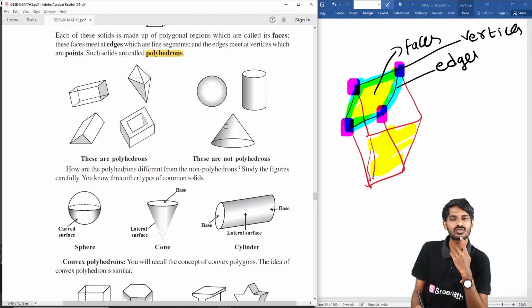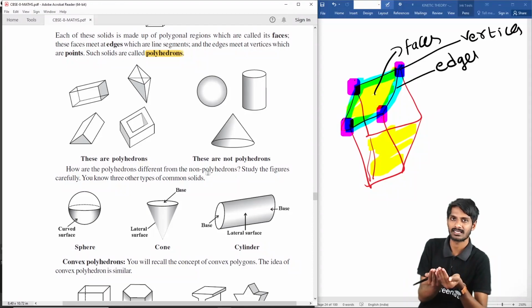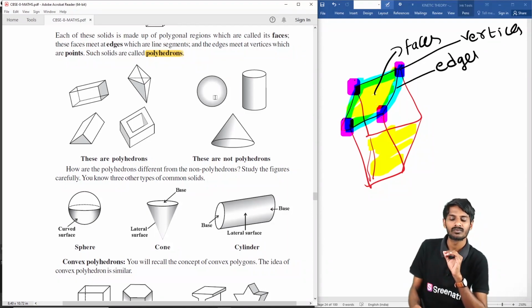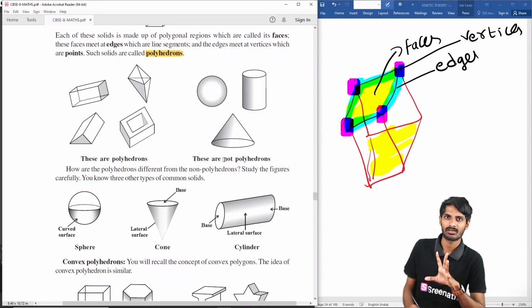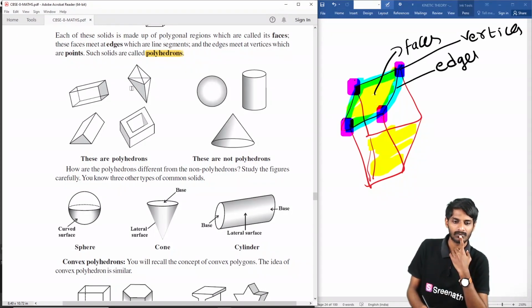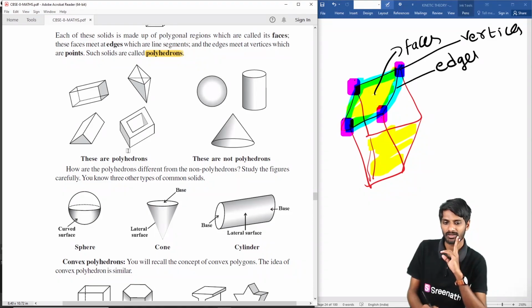These also have faces, but they are curved faces. Whenever the faces are curved or spherical like that, these are non-polyhedrons. Whenever the faces are polygons, flat plane surfaces, then these are polyhedrons, students.